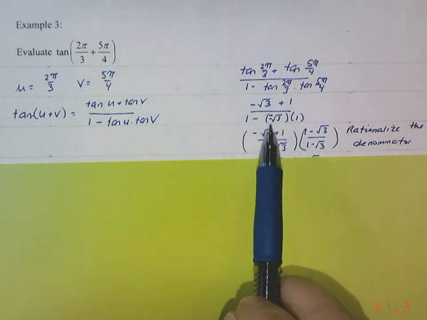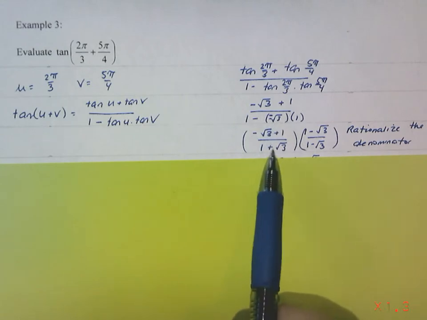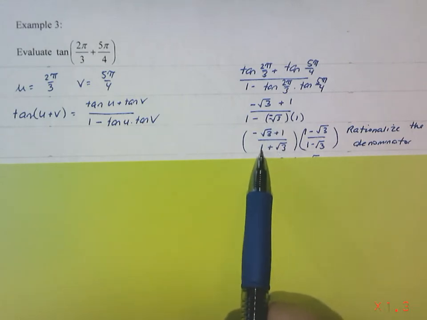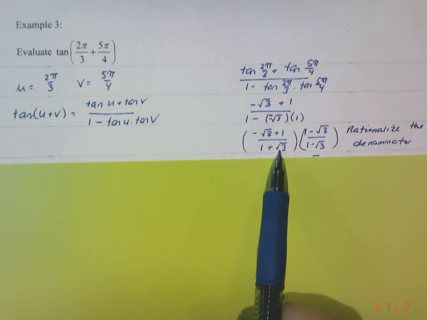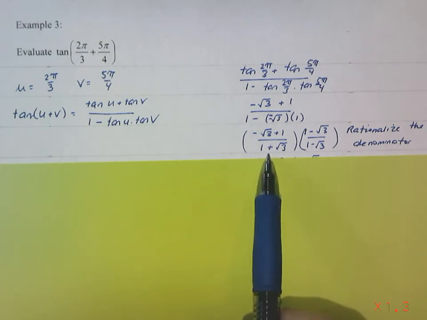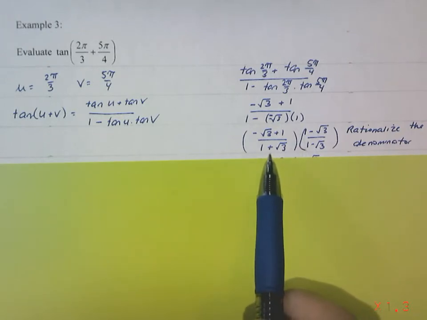When I go ahead and multiply down here, I'm going to get 1 plus the square root of 3. So my denominator has 1 plus the square root of 3. In most instances, I do expect students to rationalize the denominator. This is a skill you learned in Algebra 1 and practice in Algebra 2.